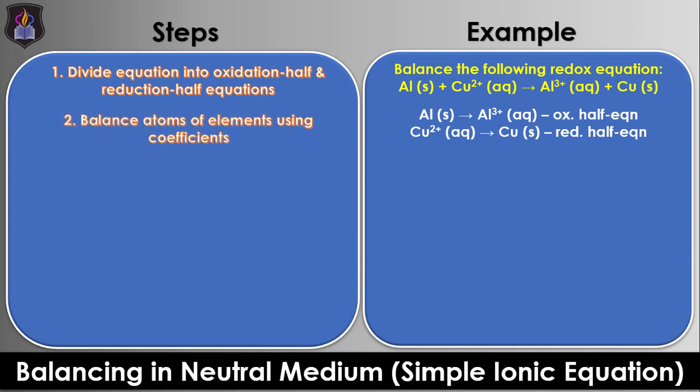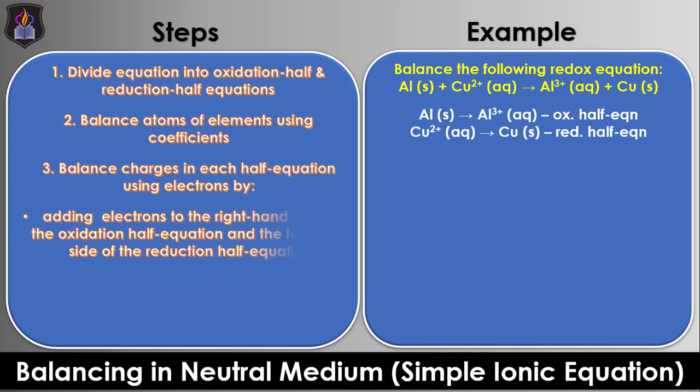Step 2. Balance the atoms of elements in each half equation by using coefficients. This rule does not apply here as the atoms of aluminum and copper are the same on both sides of the half equations. So let's proceed to the next step. Step 3. Balance the charges by using electrons as follows. To the oxidation half equation, add the electrons to the right hand side. To the reduction half equation, add the electrons to the left hand side.